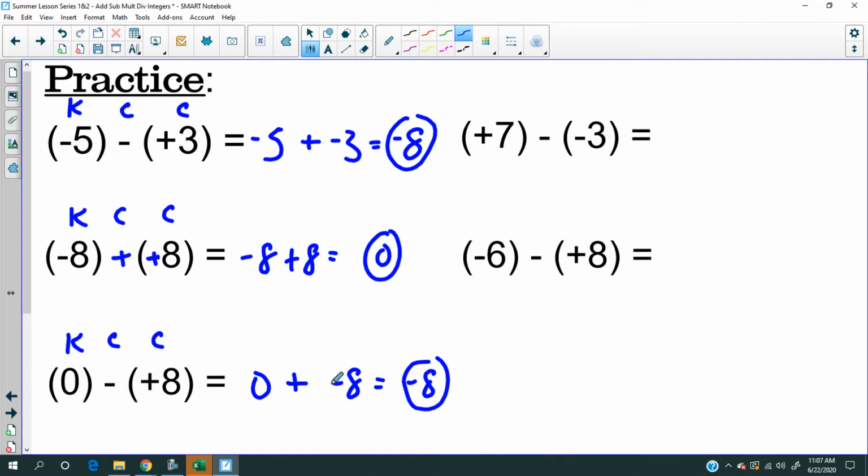when the signs are different, you subtract them. 8 minus 0 is 8. Keep the sign. What's the bigger number between 8 and 0? Yeah, it's 8. What's the sign? Yeah, negative. Okay, all right.